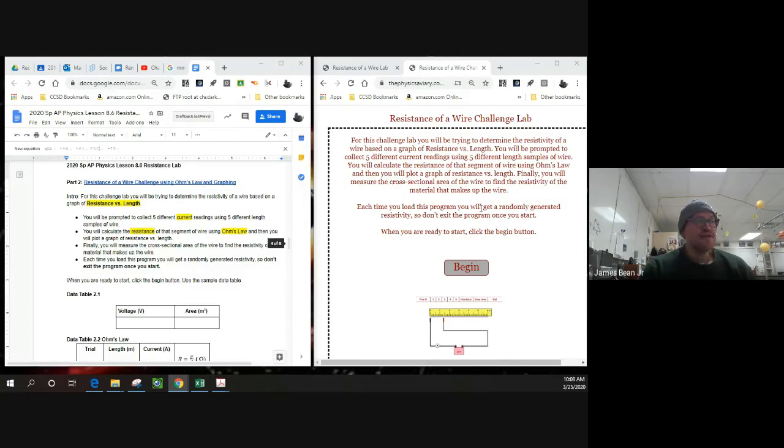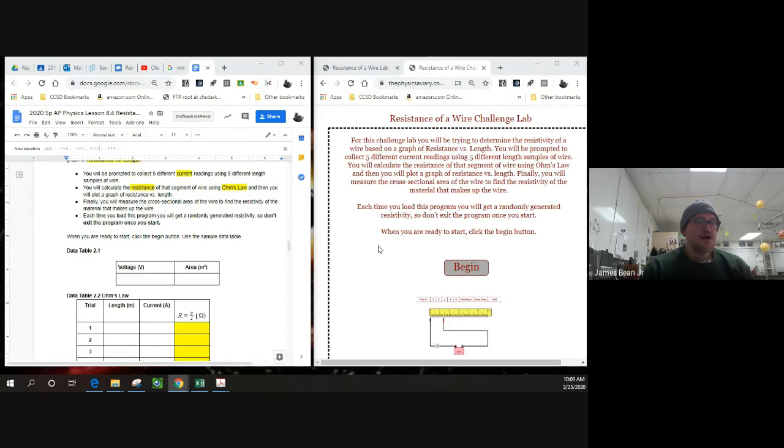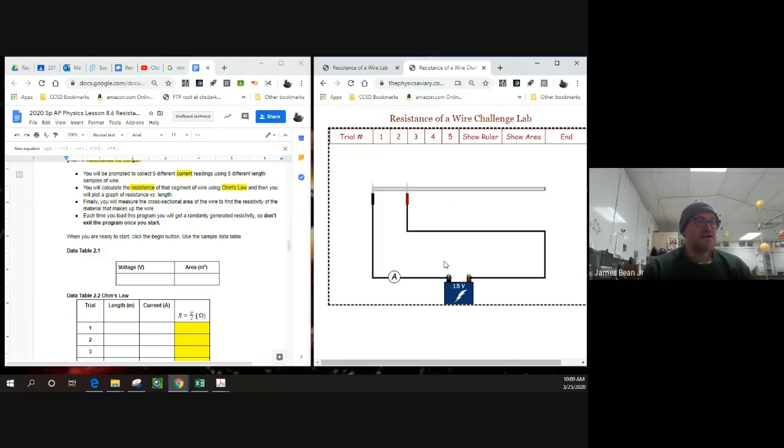When you click on the link, this will come up, and this is called Resistance of a Wire Challenge Lab. So, introduction. For this challenge lab, you'll be trying to determine the resistivity of a wire based on a graph of resistance versus length. Here are some instructions on how you should be able to do it. I'll go ahead and select Begin here.